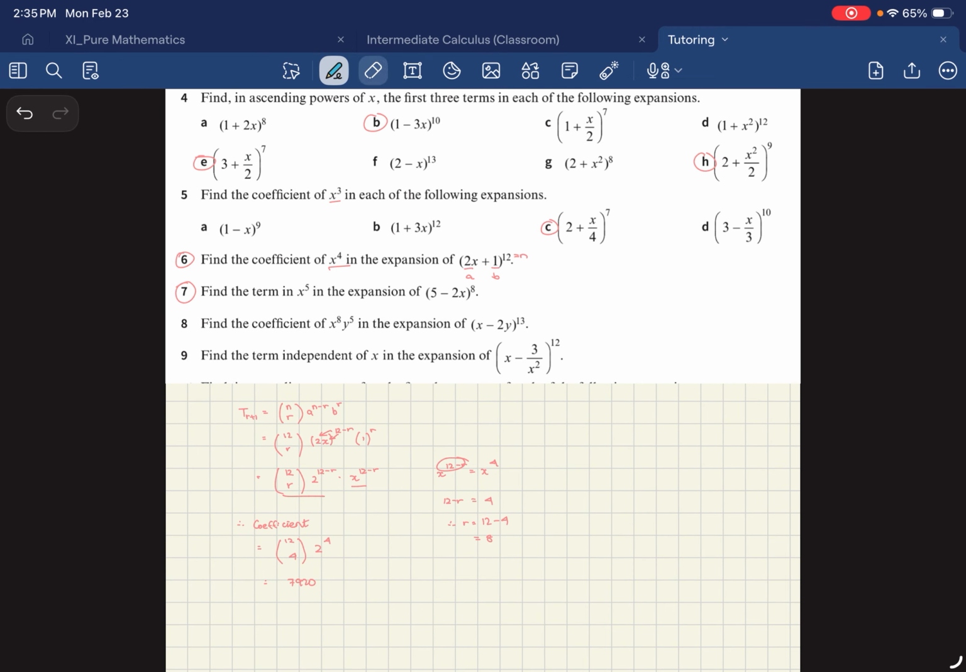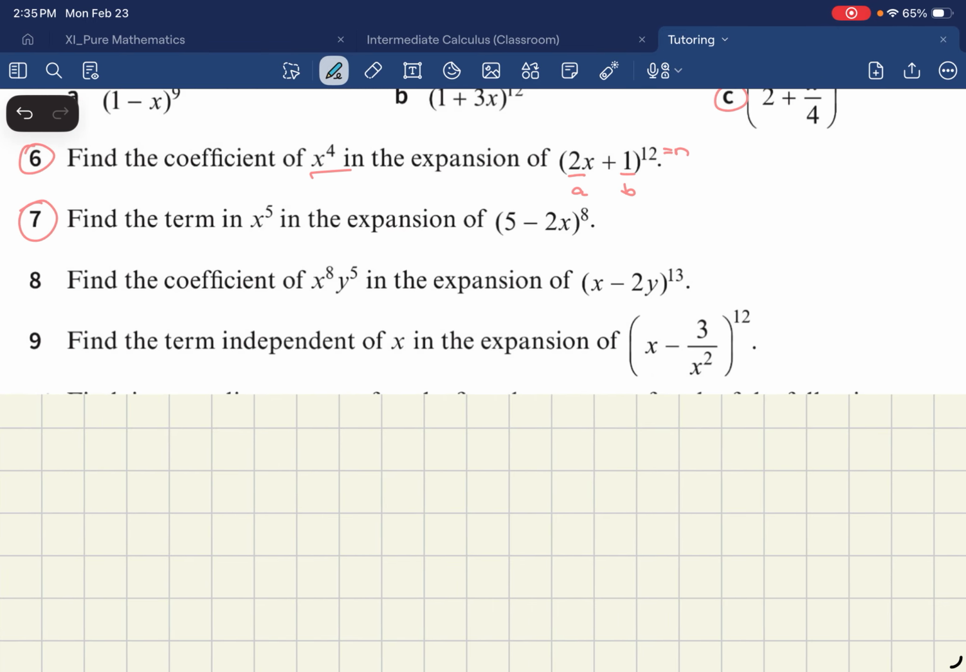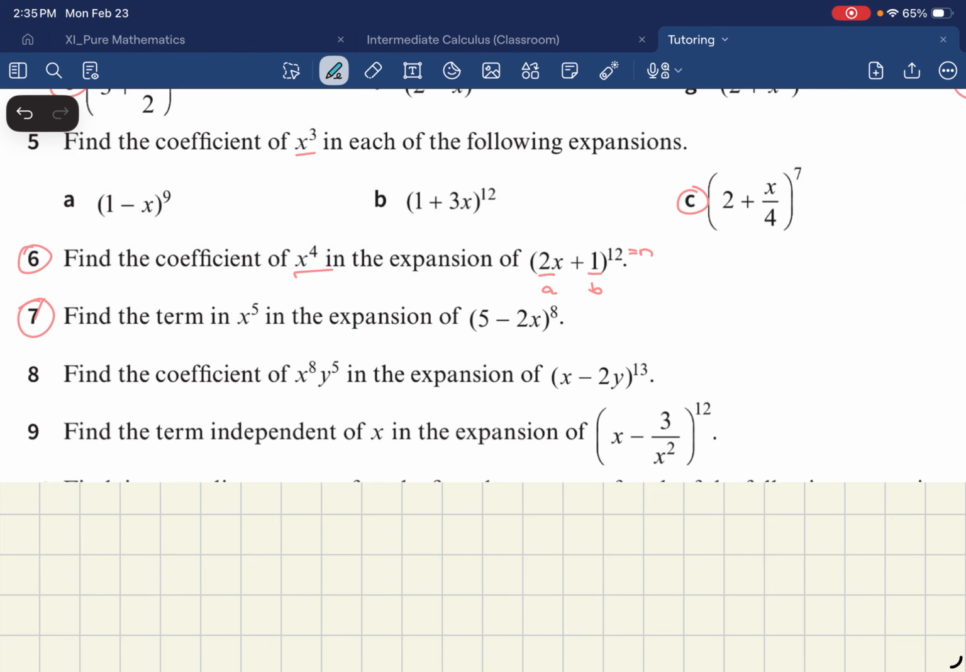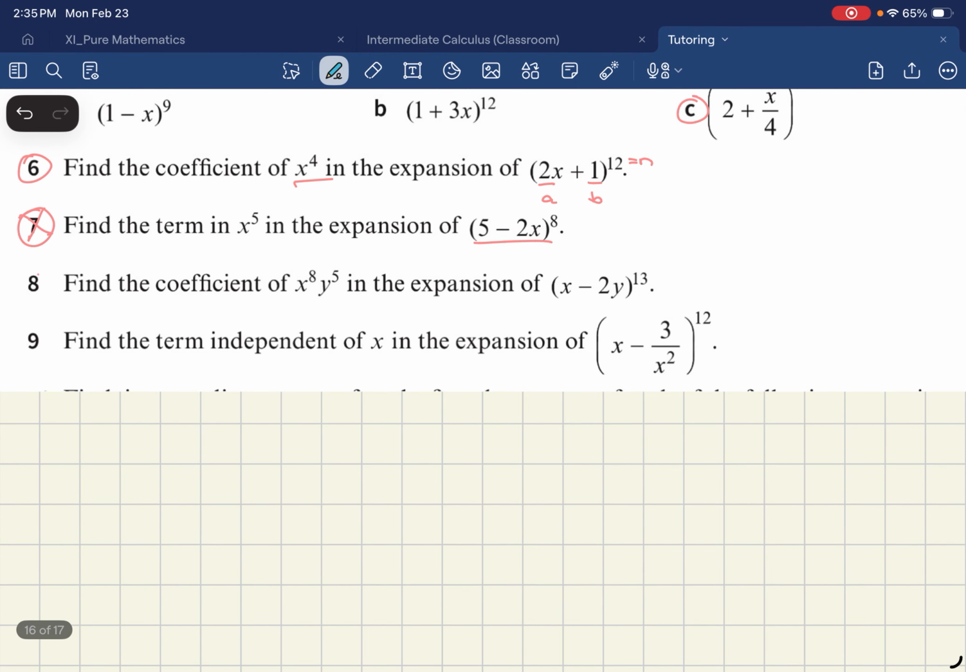And question 7 is essentially asking you to do the same thing. So I'll leave question 7 for you because it's the same formula for finding the nth term, and we have also used that in the previous one. So let's do question 8 because that looks more interesting.